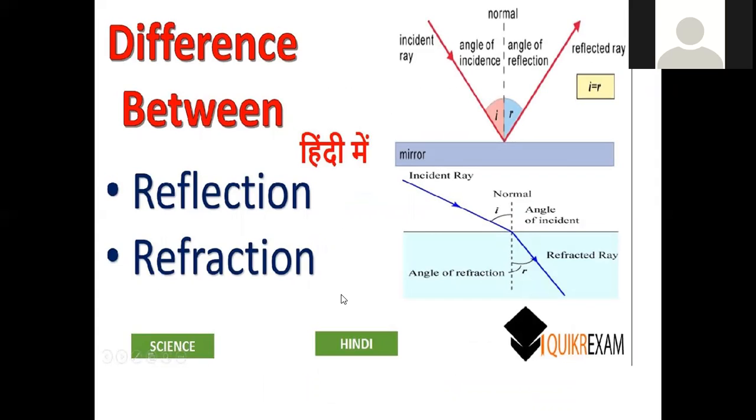Let us find out what is the main difference between the process called reflection and refraction. The entire concepts of reflection were discussed in unit 1, and refraction is the concept which is going to be discussed in unit 4, right? So let us compare these two. Both are the properties of light only. Then what is the major correlation or difference between these two?